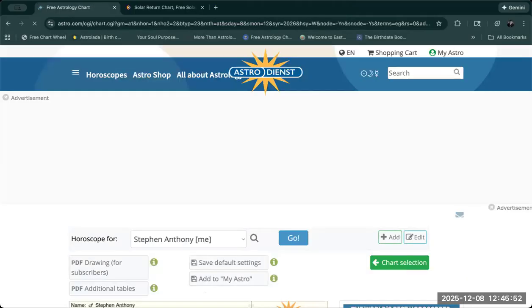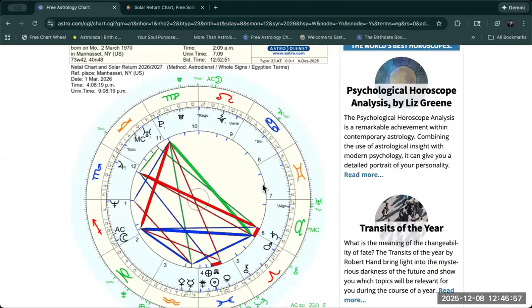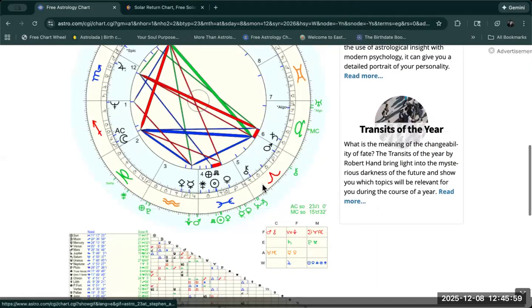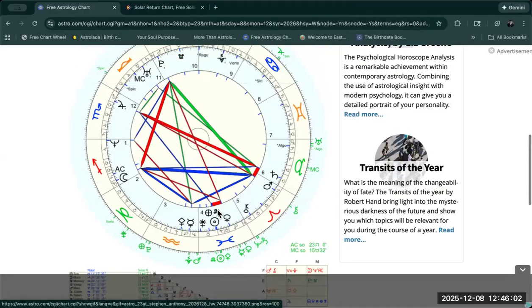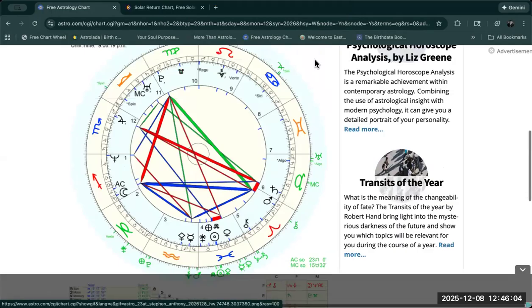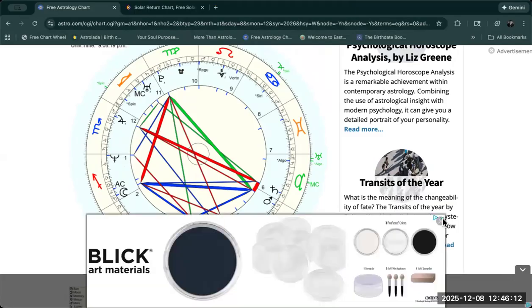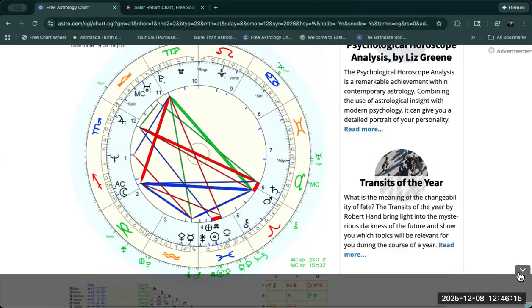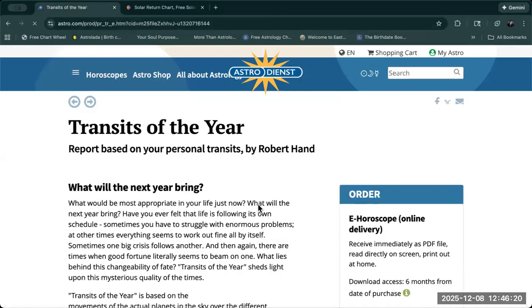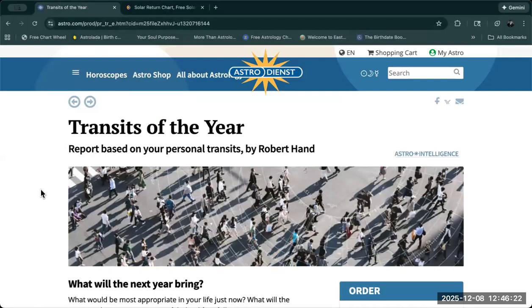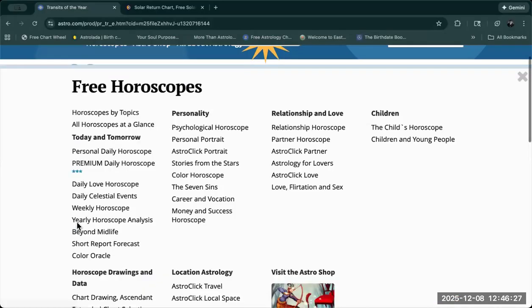And here we are. My natal chart is here, and the green signs are where the solar return chart is. Sorry about that. Gotta close that. Damn it. All right, let's go back to extended chart selection.